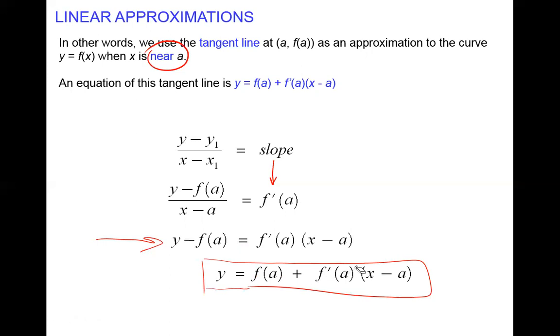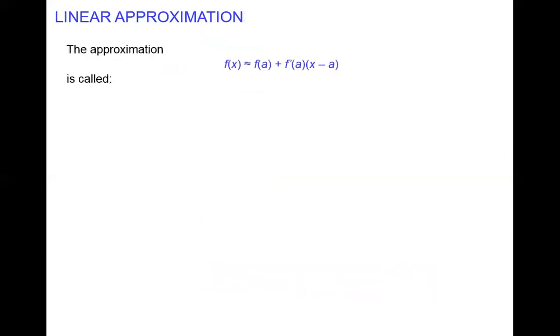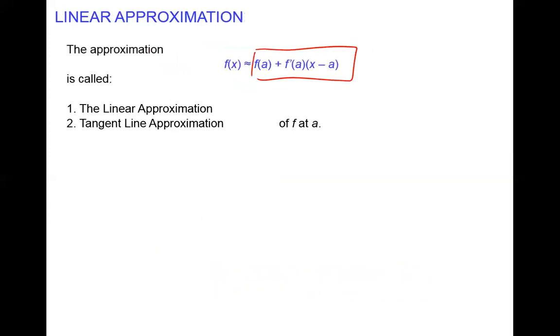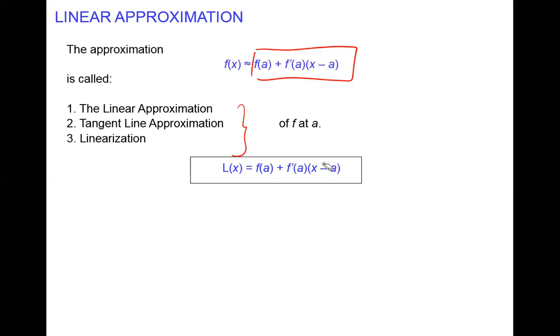That means this equation will represent a tangent line, and an approximation by the tangent line we will call linear approximation. Let's take this equation. This is my equation, and I can approximate the original function by the tangent line. This approximation is called the linear approximation, as mentioned before, or tangent line approximation, or just the linearization of the function f at a. And since we call it linearization, we will use the L of x notation.